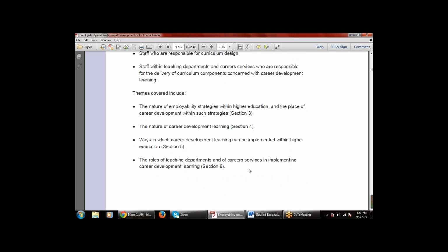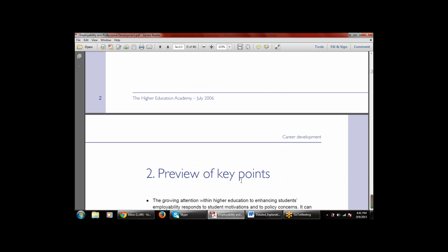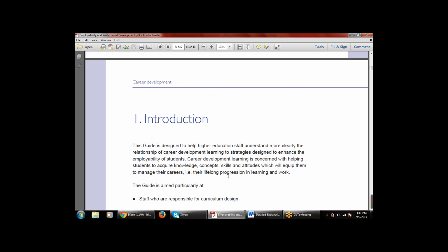So these are the themes covered: the nature of employability strategies within higher education and the place of career development within such strategies, the nature of career development learning, the ways in which it can be implemented within higher education, and the role of the teaching department and of the career services. Now, the introduction is over. That is, what the main module is, what the content of this module is, why we are studying it, and what the main benefit of studying this module is.